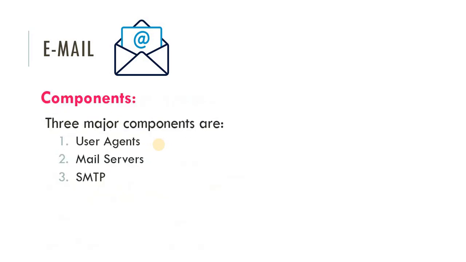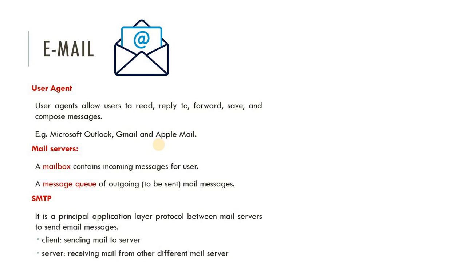The first is a user agent. User agents allow users to read, reply to, forward, save and compose messages. All the email apps that we use to send our mail are called user agents. Suppose Gmail: by using Gmail, we can send our mail, get our mail, and save or compose our mail. All those functions that are provided by an application or interface are called the user agent.